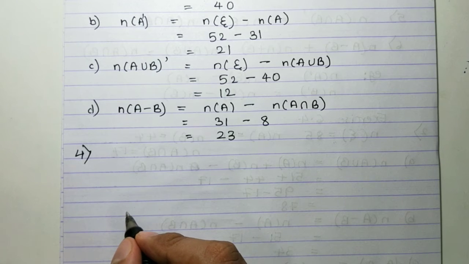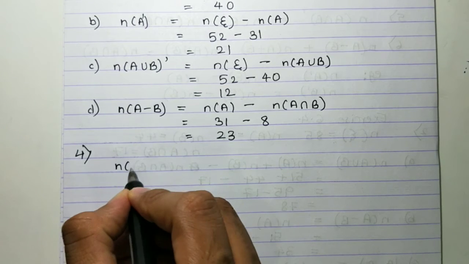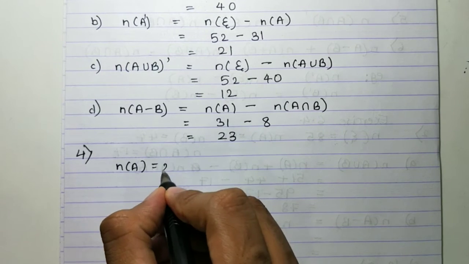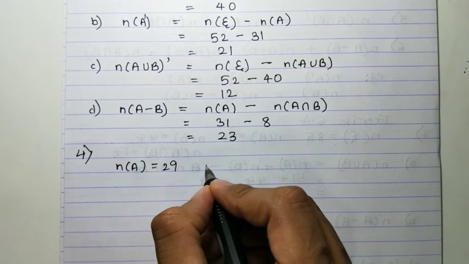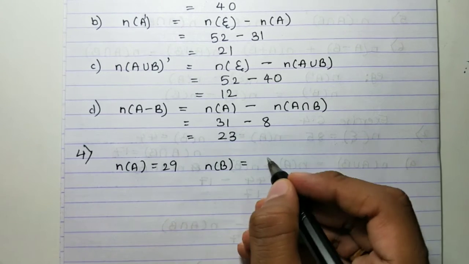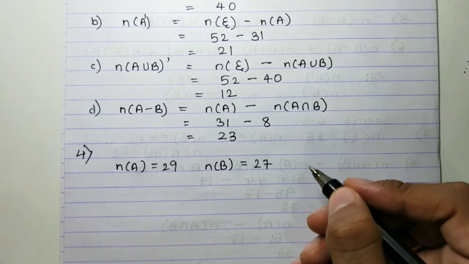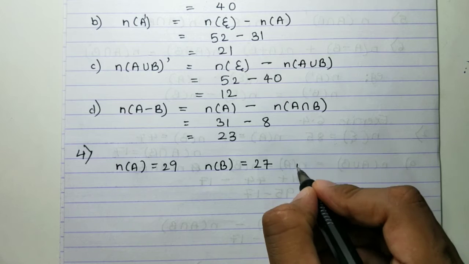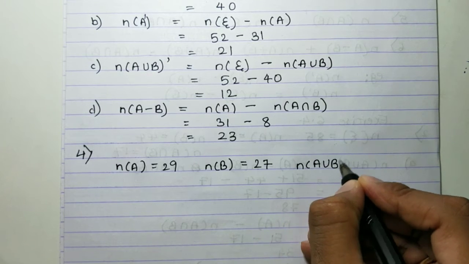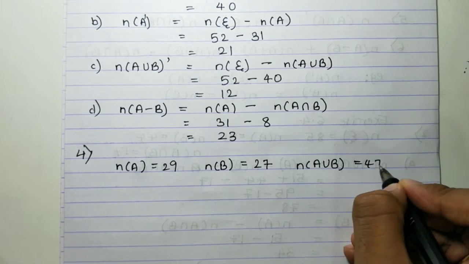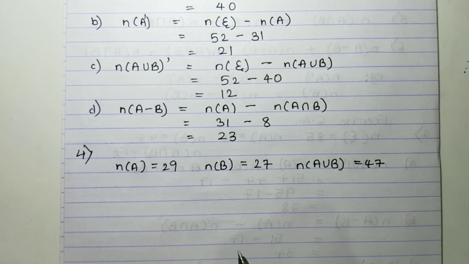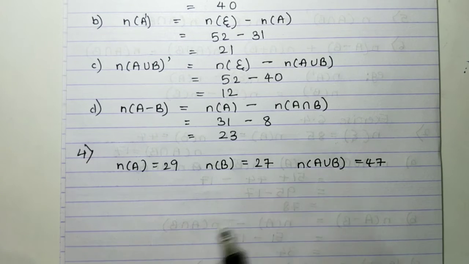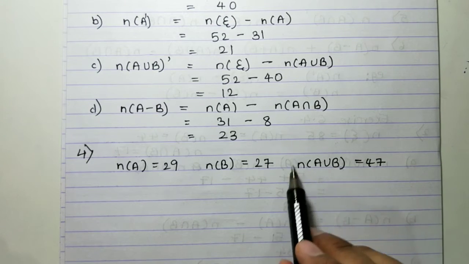Fourth question. What is given? A is given as 29. Cardinal number of B is given as 27. And A union B is given as 47. Now how to do this? What do we have to find? We have to find A intersection B. Okay, so use this formula only, because we know the value of A union B.